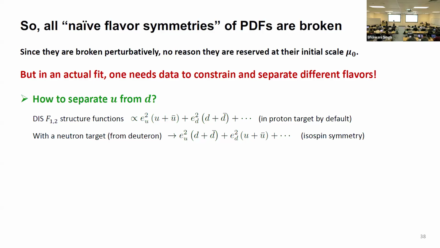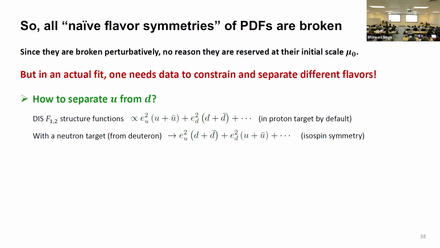And there we can use isospin symmetry. We know that isospin symmetry tells us the U quark in proton is equal to D quark in neutron. So that replaces the U by D in the upper row and D by U in the upper row. This gives a different combination of U and D. So with these two different kinds of data combined, we can separate U from D.